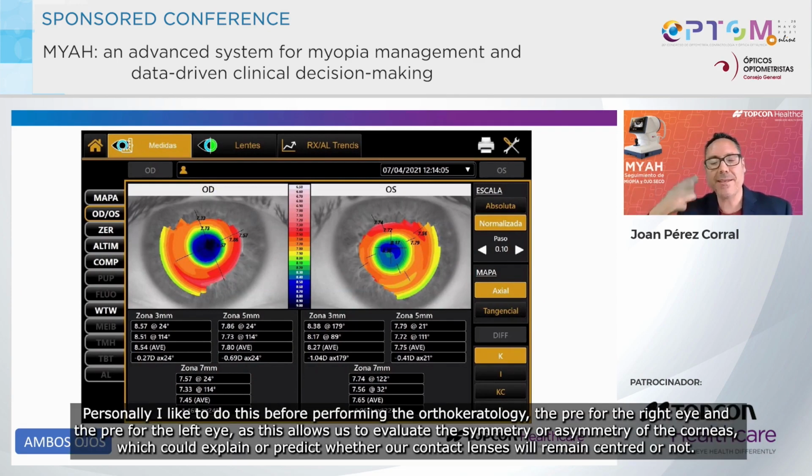Personally, I like to do this before performing the orthokeratology, the pre for the right eye and the pre for the left eye, as this allows us to evaluate the symmetry or asymmetry of the corneas, which could explain or predict whether our contact lenses will remain centered or not.